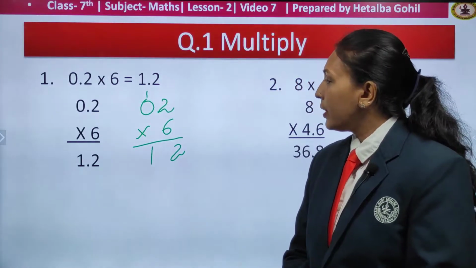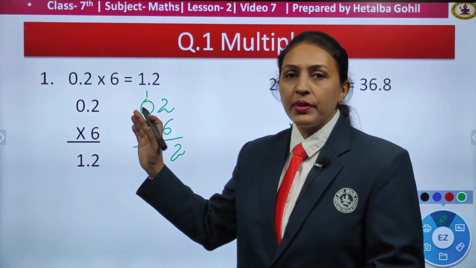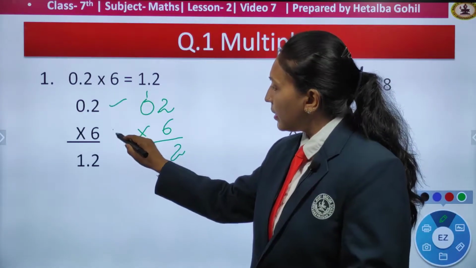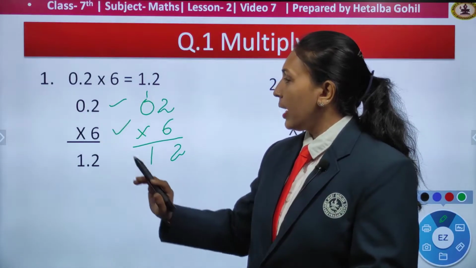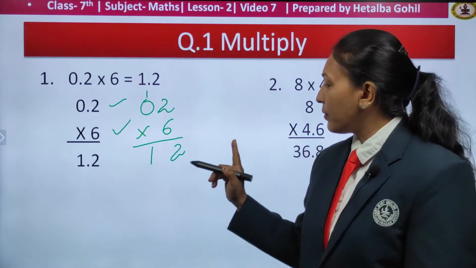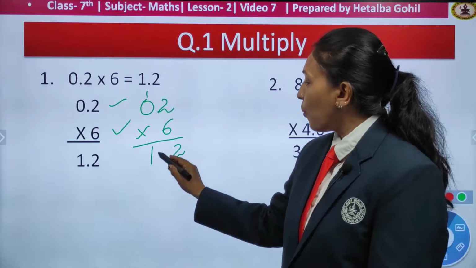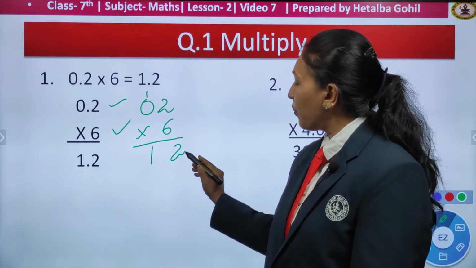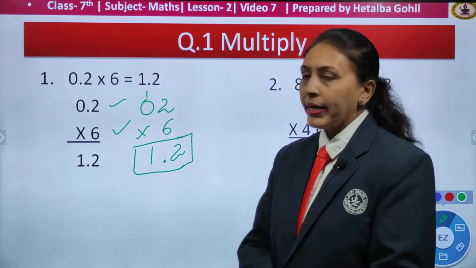Okay. Now after coming to the product, what do you have to do? Count the number of decimal places in the multiplier and the multiplicand. That means from here and here, both places. Only one decimal place. So what are we going to do? Now from the back, after one number, we will place a decimal point. So 1 and 2. From the right side we have to move one place to put a decimal point. So after 2, I will get my answer as 1.2.